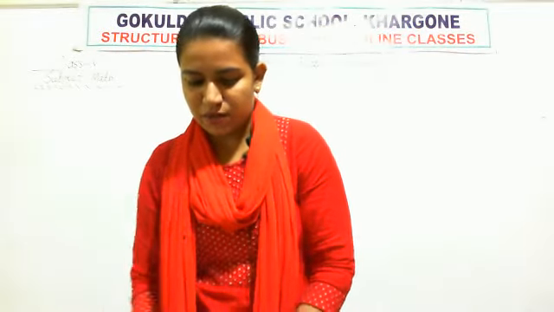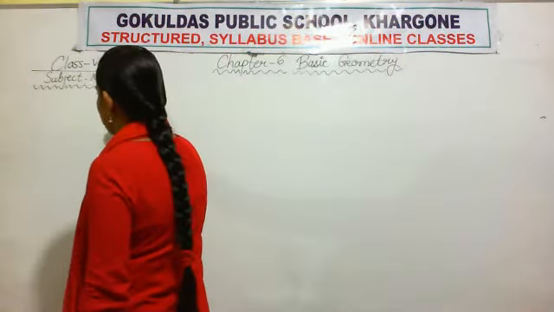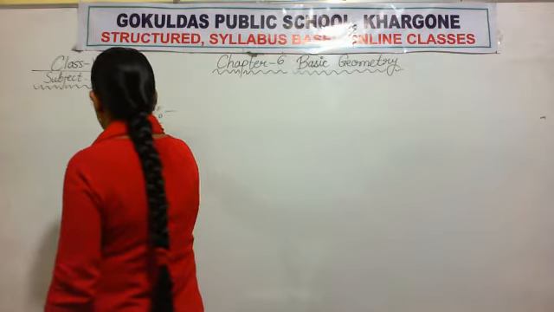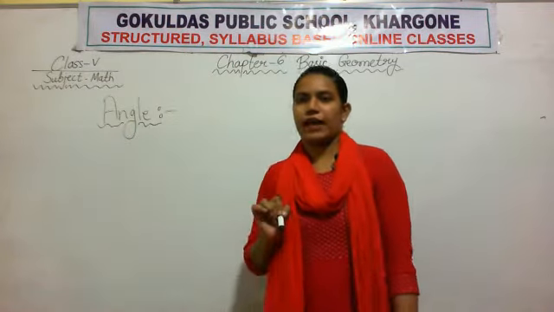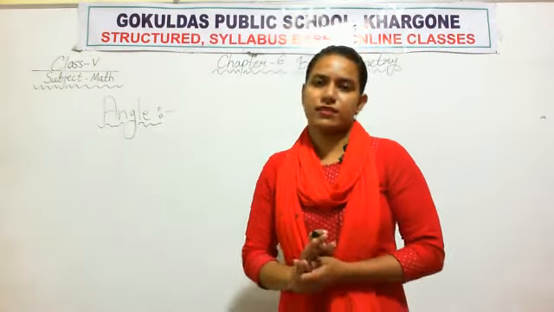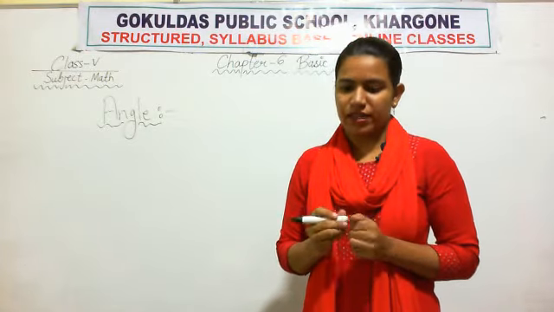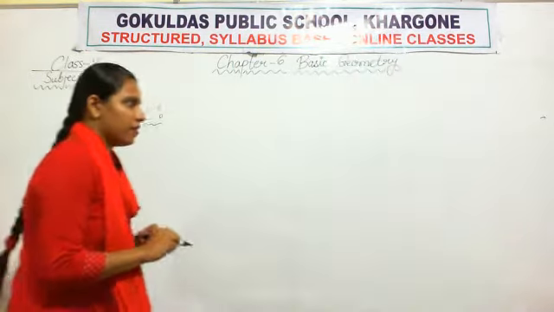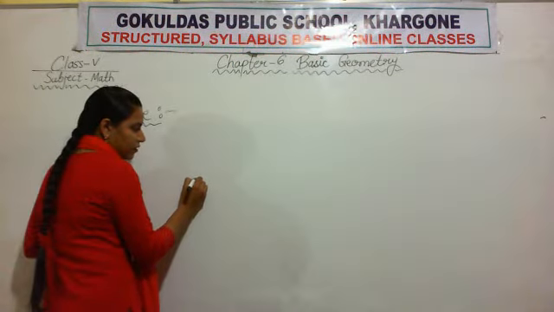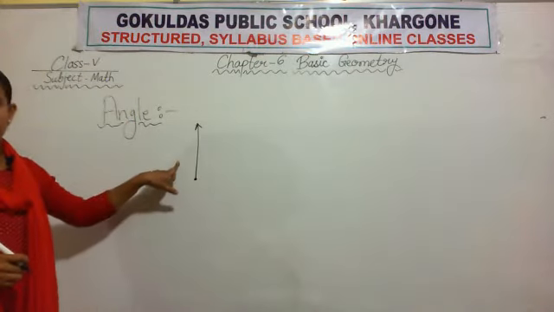Now next point comes is angle. What is the angle? So when two rays meet at a point, they form an angle. Rays, you know now, what is ray? Ray has one end point and at the other end it has an arrow, it is a ray.